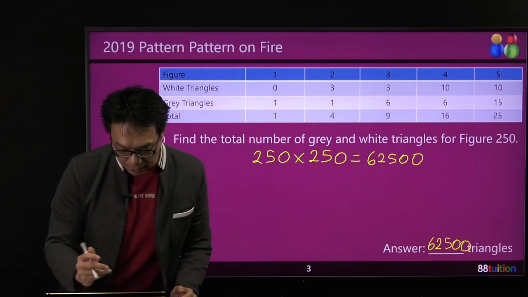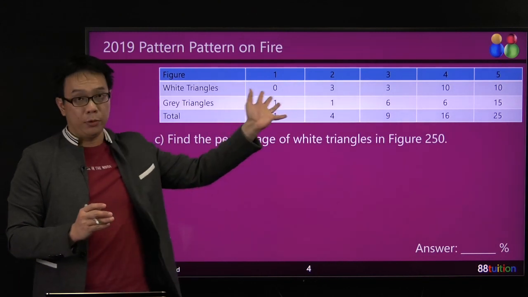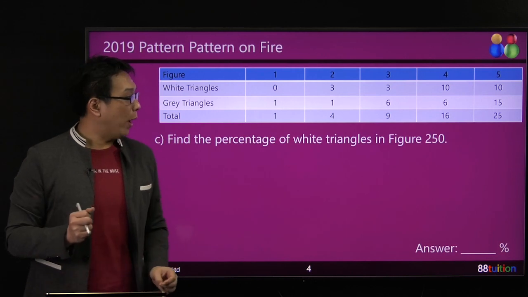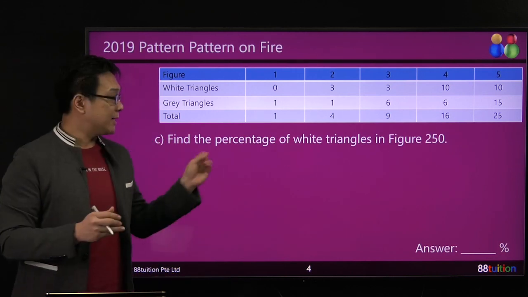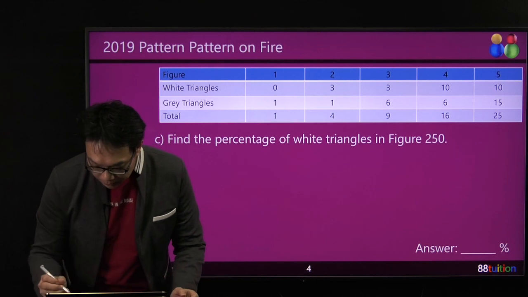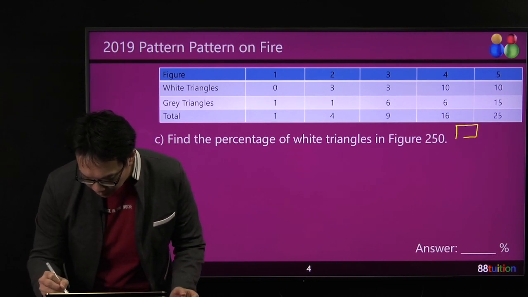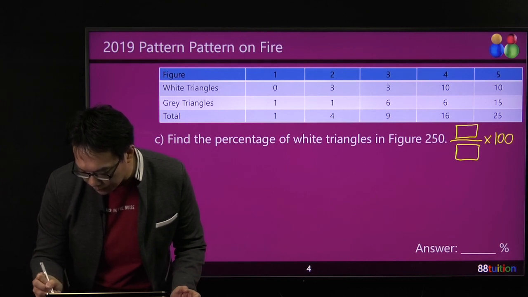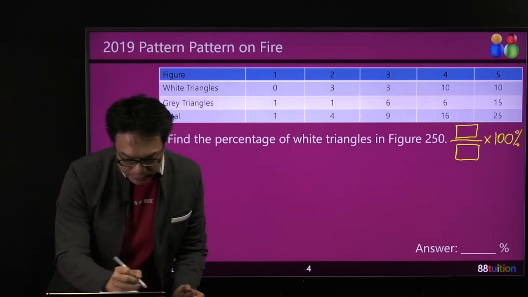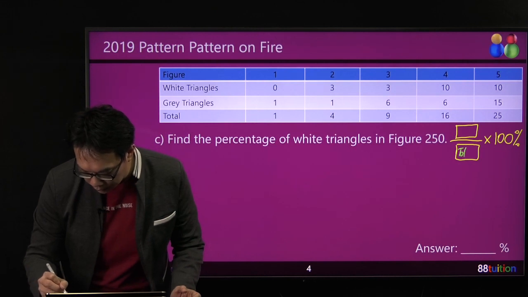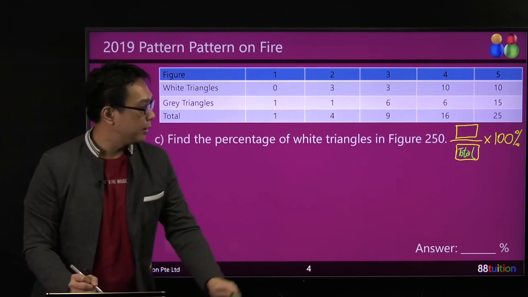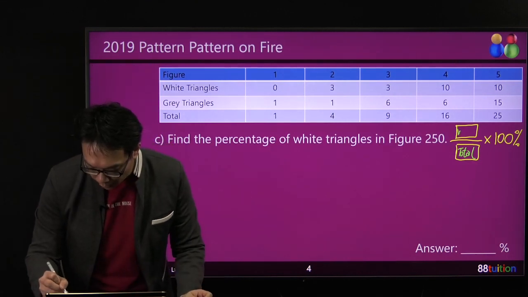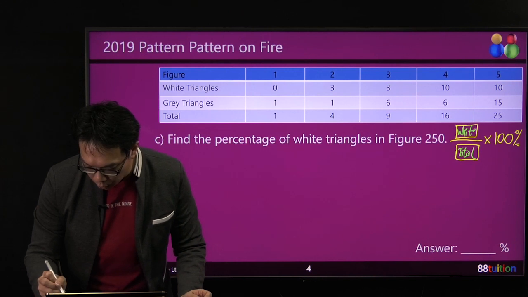Alright, so let's go and look at part C. Same thing, just look at the table will do. Don't look at the diagram, please don't draw figure 250. What do they want? Find the percentage of white triangles in figure 250. As a percentage, this is our question. So what you want? Ultimately, you want a fraction here. Something over something times 100%, because you want it as a percentage. The bottom here is always the total. And on top, the numerator is talking about what? They want white triangles. So you're supposed to look for white over the total times 100%.